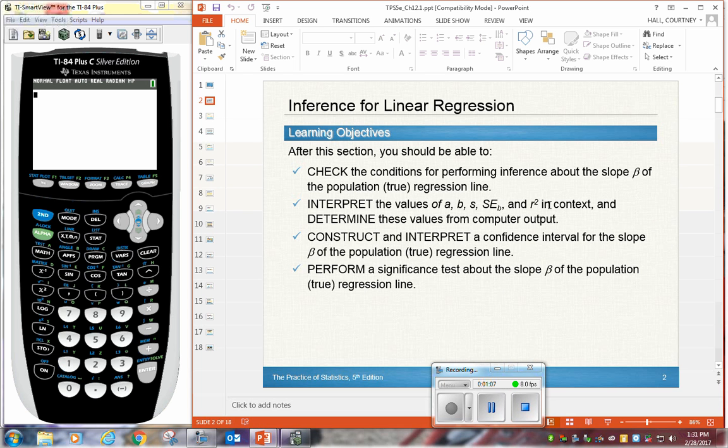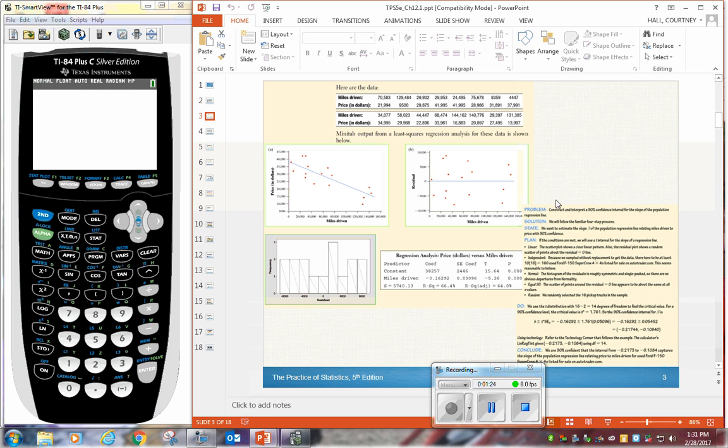Your R is how good of a linear fit you have, and then R squared is how much variation you have in your Y depending on your X. And we want to do that in context, all of those things. And then determine the values from computer output. So you're going to see that I'm going to pull up an example and work it out for you, but this is what they mean by the computer output. We're going to have something probably from Minitab or something like that, where we have to pull all the information we need from this chart.